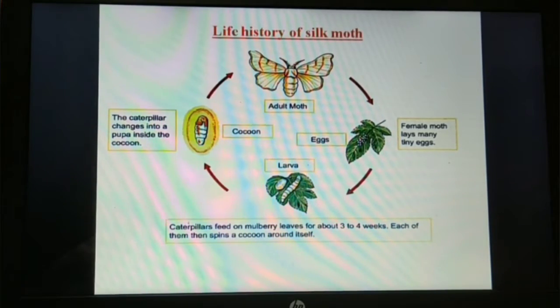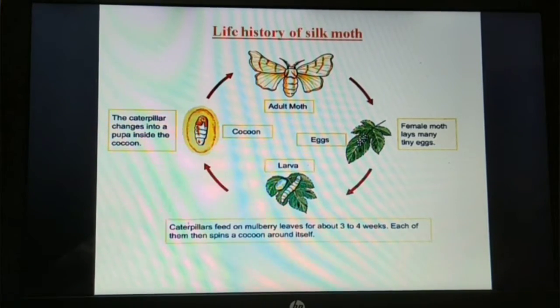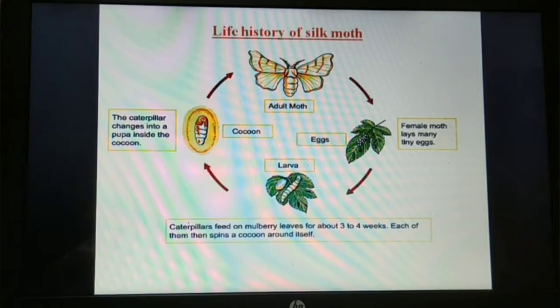So the cycle continues. So caterpillars feed on mulberry leaves for 3 to 4 weeks. Each of them then spin a cocoon around itself. So this cycle you need to understand and draw the diagram.